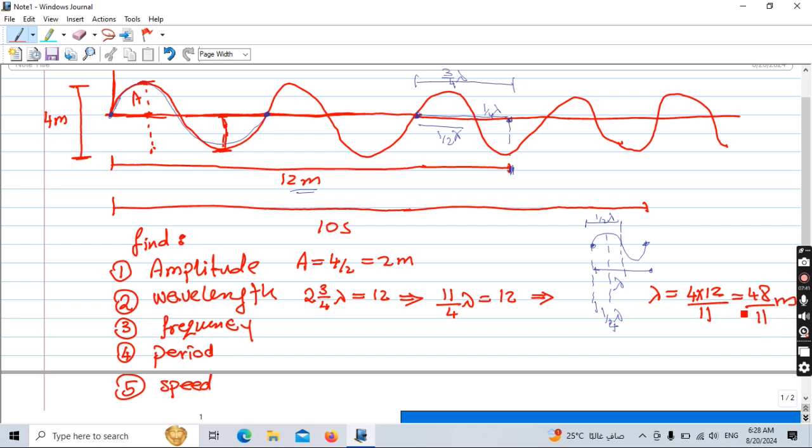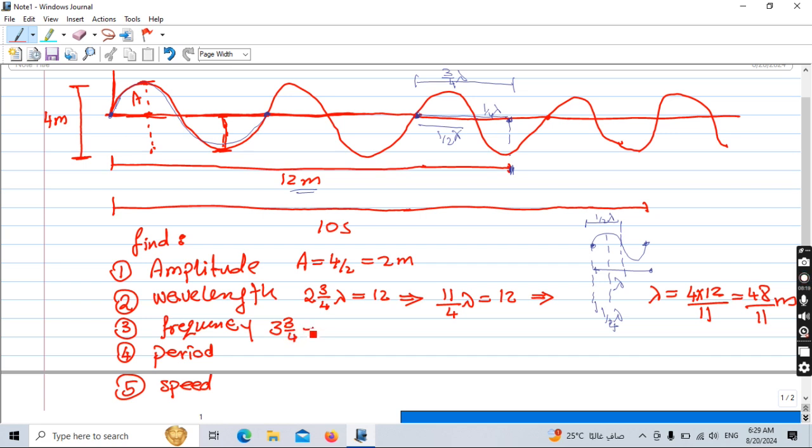which is 48/11 meters. Now, how do you find the frequency? Similarly, we count the waves, because frequency is defined to be the number of full oscillations per second. So we would like to see in these 10 seconds how many waves we have. So again, we continue counting. This is 1, 2, 3 up to here. Again, it has not completed the fourth one, but 3/4. So 3 and 3/4.